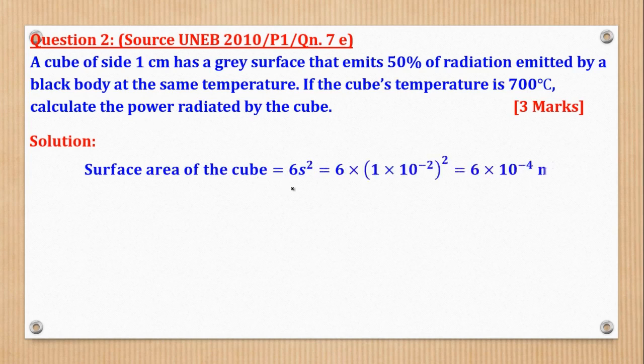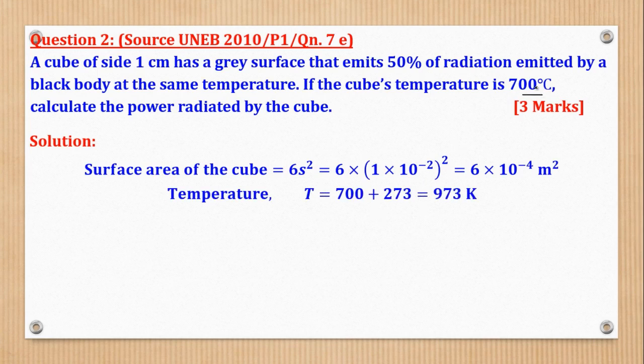So the surface area of the cube is, remember, a cube has 6 faces, and each face has the same area. So it will be 6s squared, where s is the side, which gives 6 × 10^-4 meters squared.